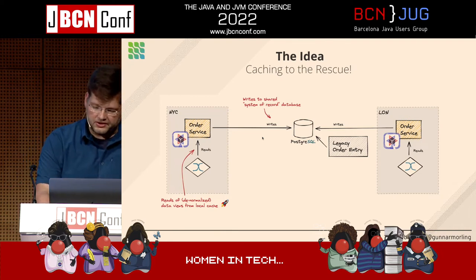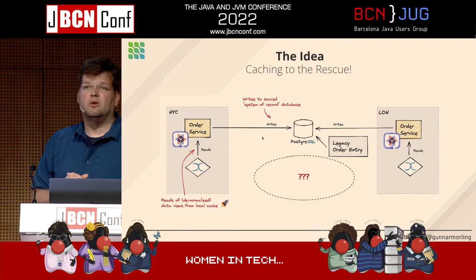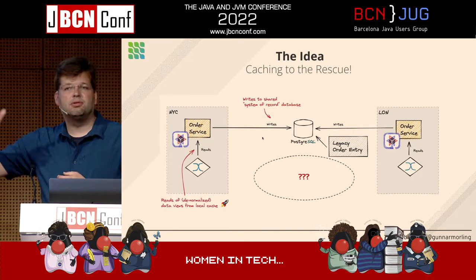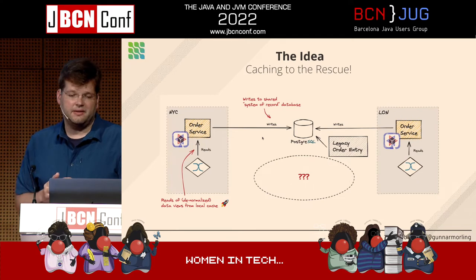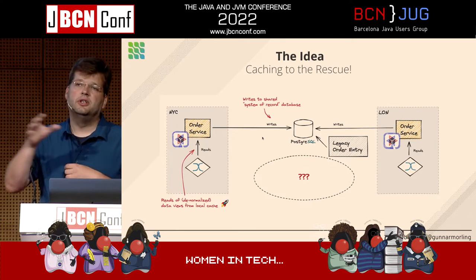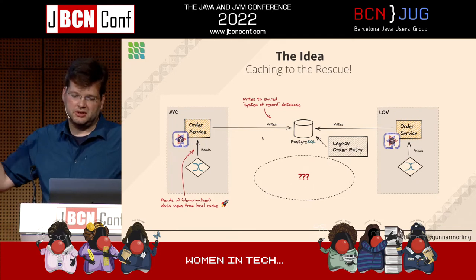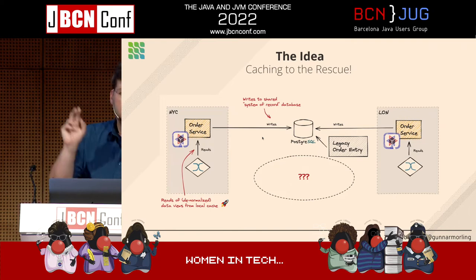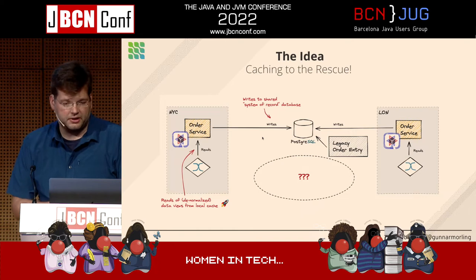And now, of course, the question is, how can we actually do it? So of course, we need to find an answer for the question, how can we propagate any changes to the data in this Postgres database over to those caches which are distributed or which are deployed close to our users in those geographies? So those question marks, this is what we will need to answer later on.